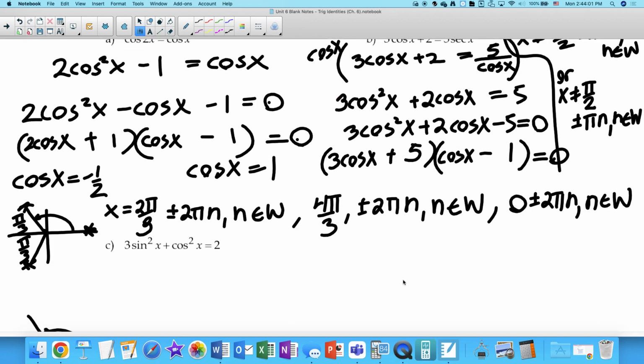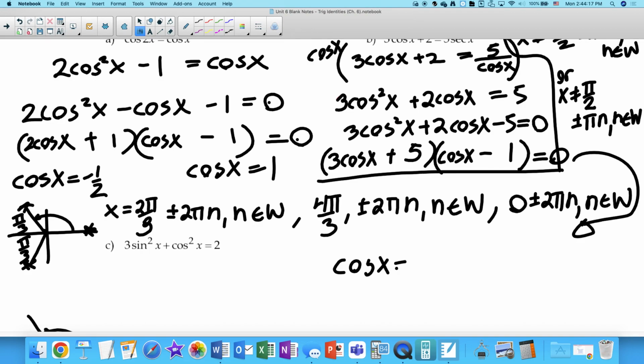finish this one down here. Okay, so from the first factor, 3 cos x plus 5 equals 0. That gives me cos x equals -5/3. And that's more than negative, or I suppose the absolute value is more than 1. So there's no solutions here. You're like, yes, no solutions.